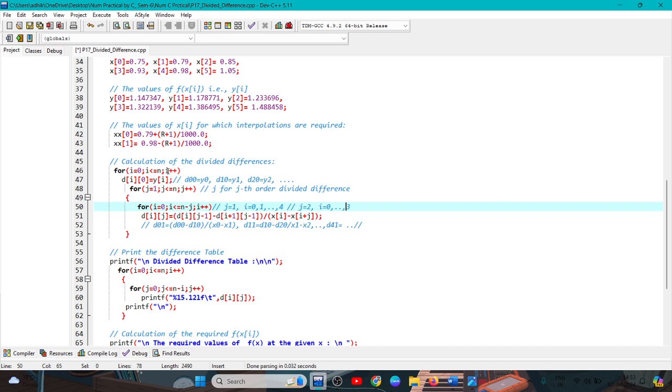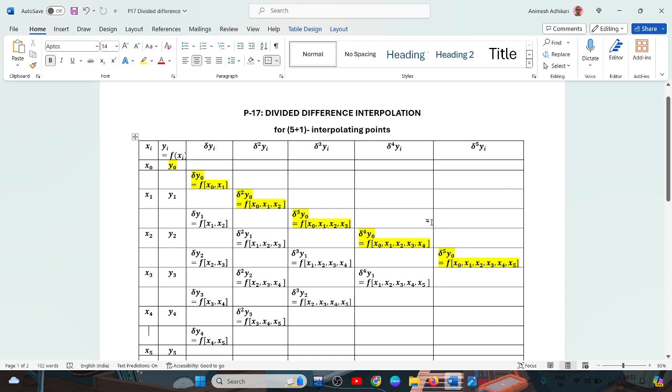And so j goes up to n. When n equal to 5, for the last value of n, we get the last column, with only one element, delta 5 y0 here.